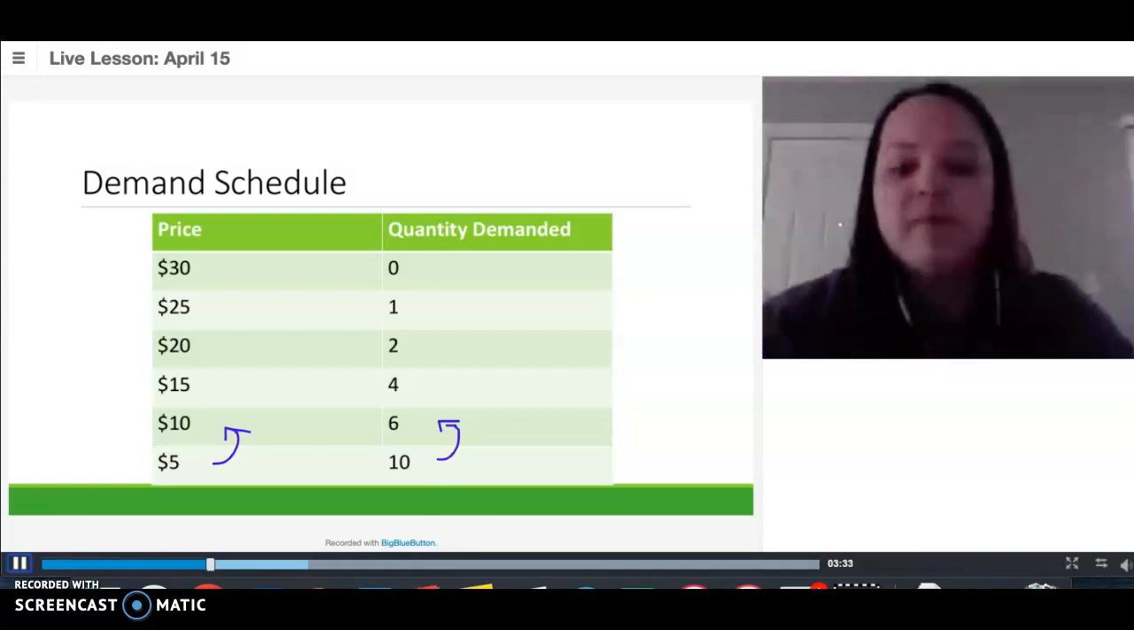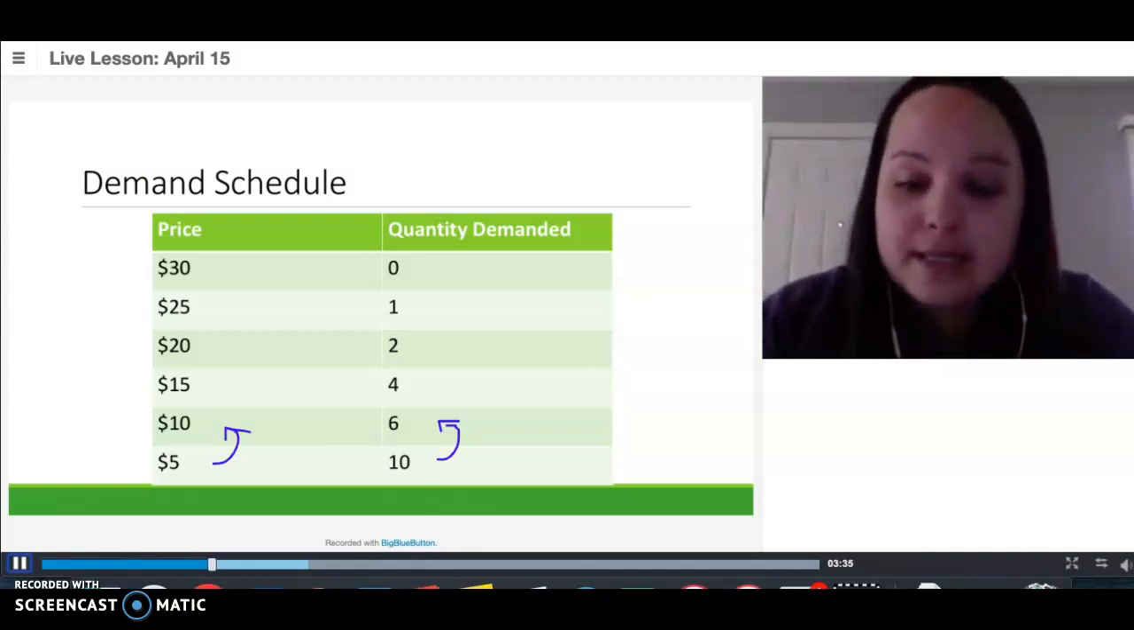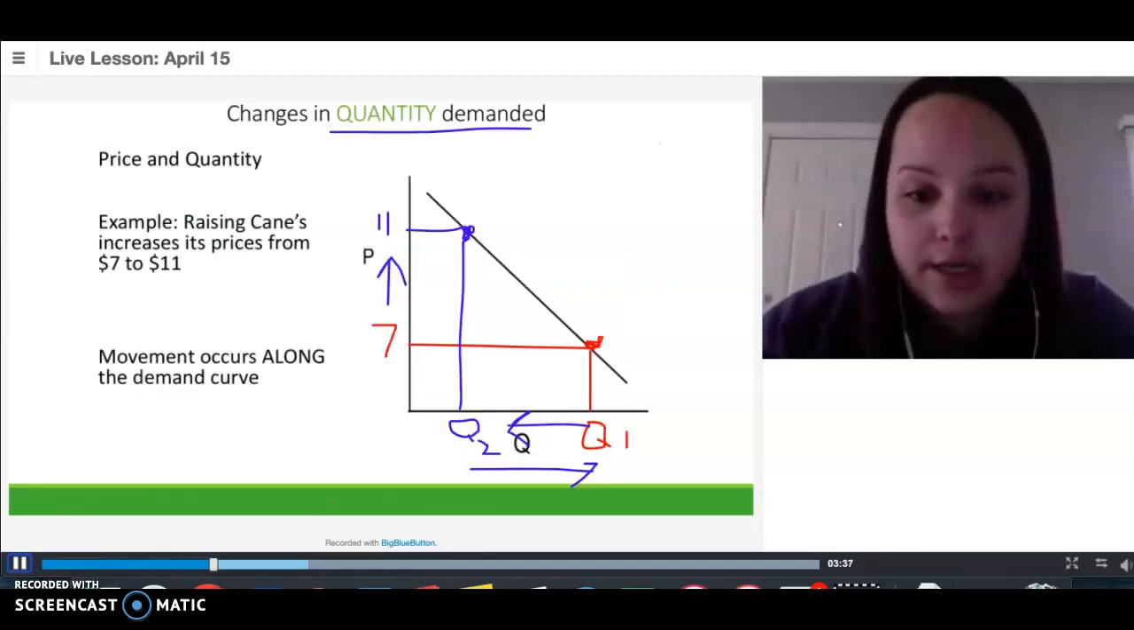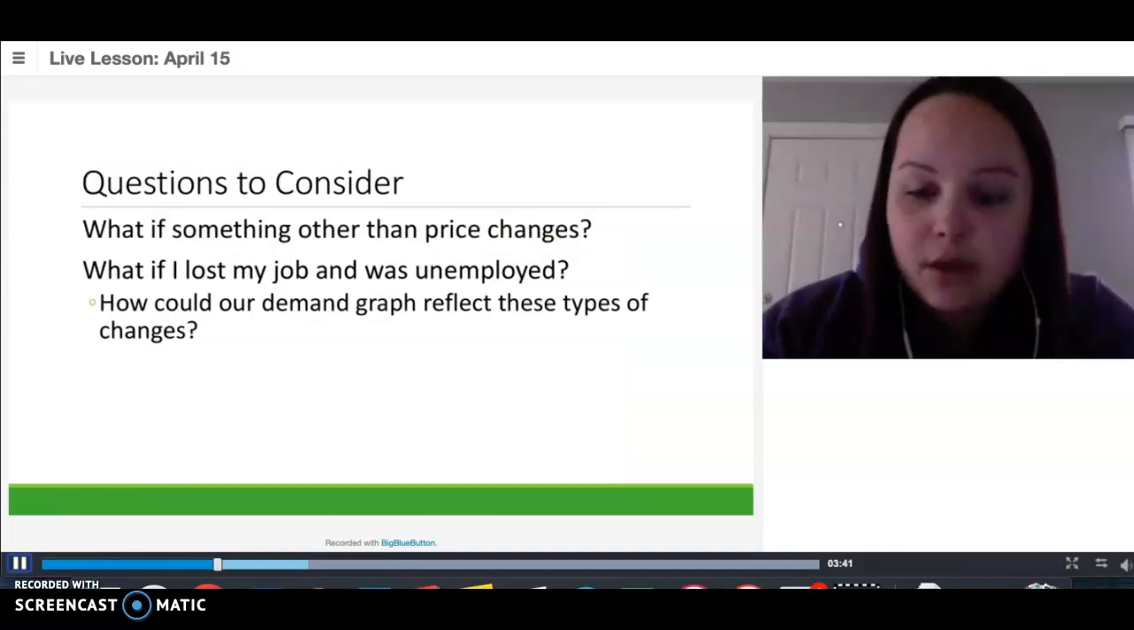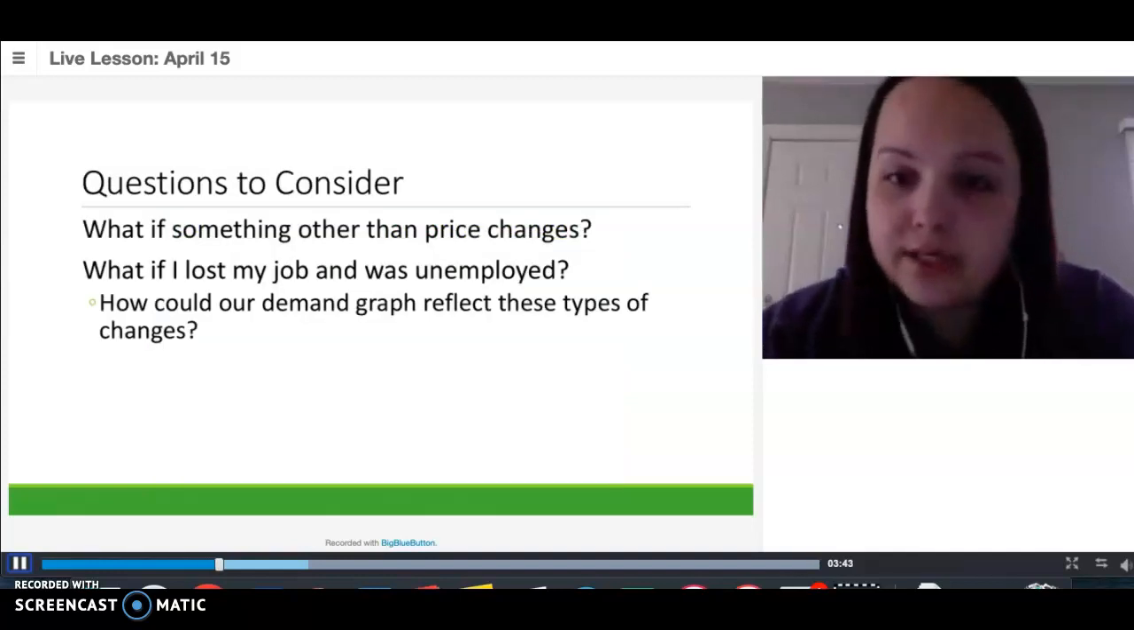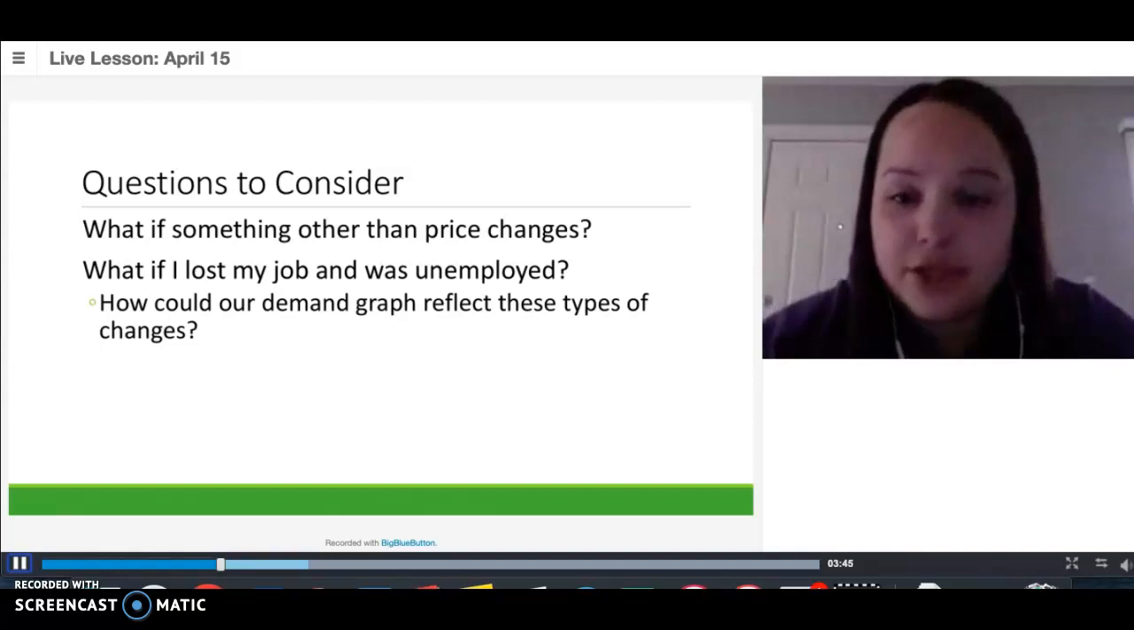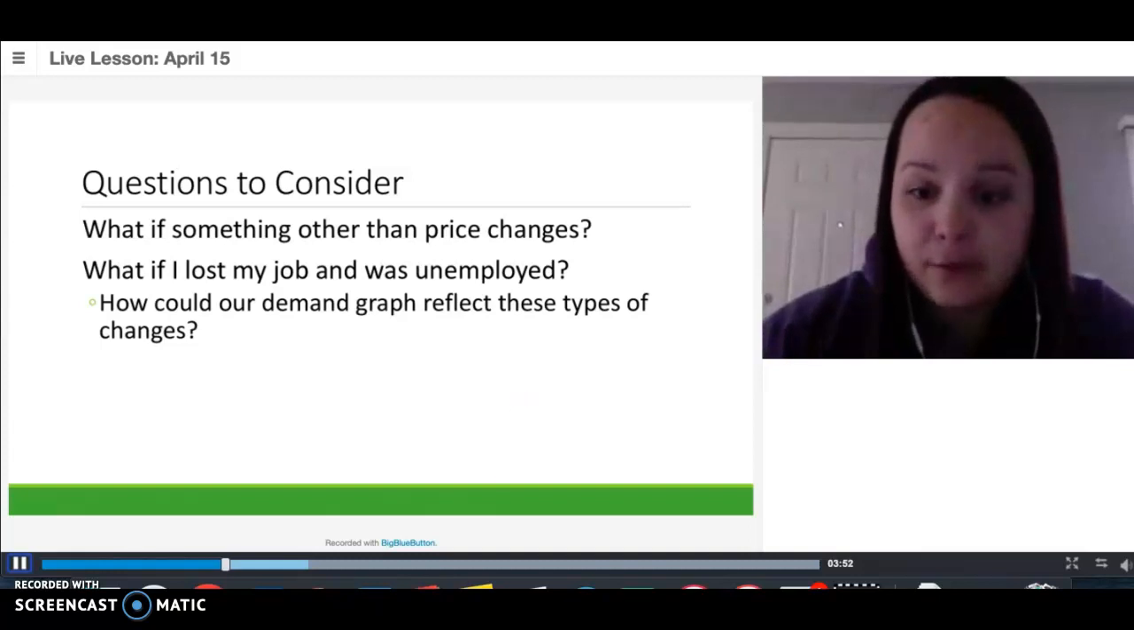So, like we mentioned before, price is the only thing that can change quantity demanded. That's the only thing that can change movement along this curve. So, what if something other than price changes? What if someone loses their job and they were unemployed? How can we use demand then to reflect these types of changes? That's going to be our focus for today.